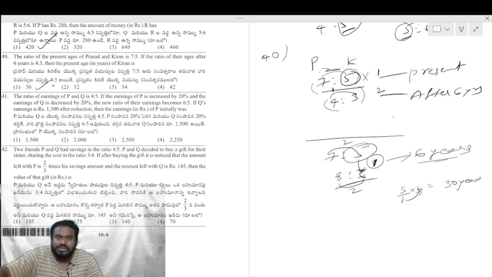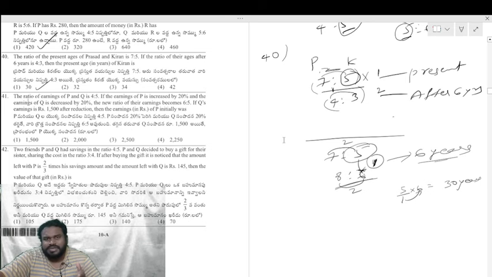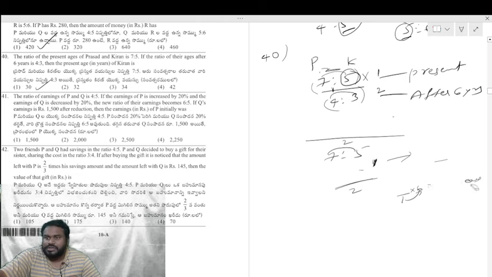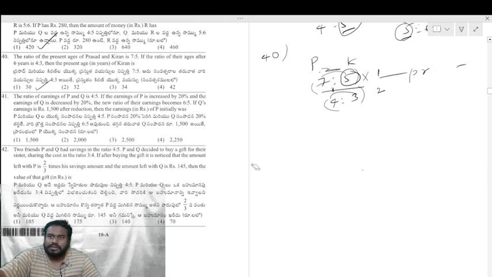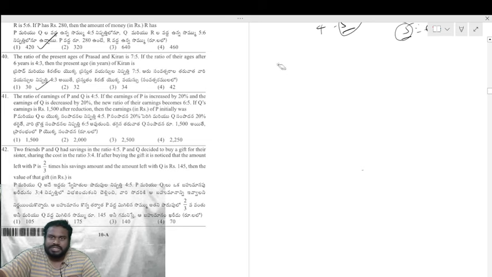You can do it in many ways actually. Take it as 7x, 5x and add 6, and then equate it to 4y, 3y. Like that also you can do it. It's a little lengthy and a waste of time. Do it like this. It's all about proportionating things. Things will become easier.